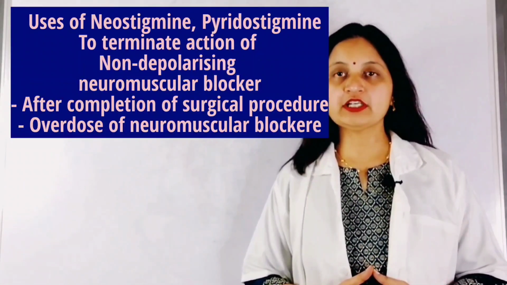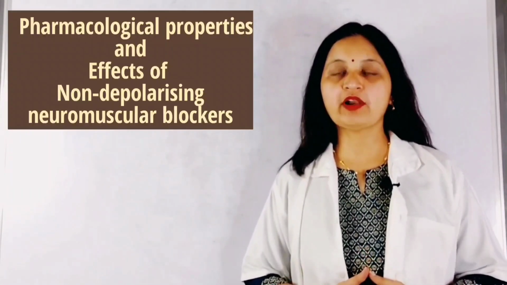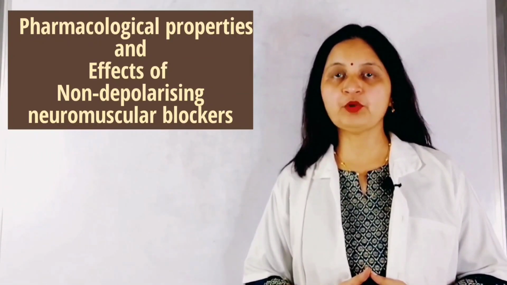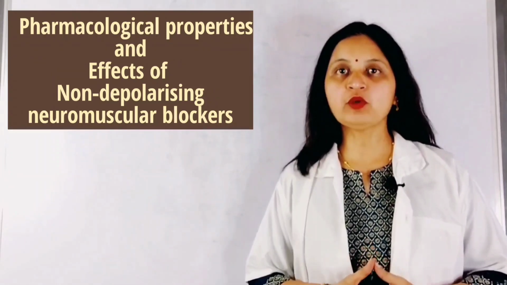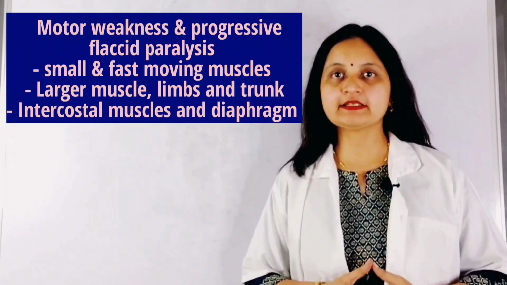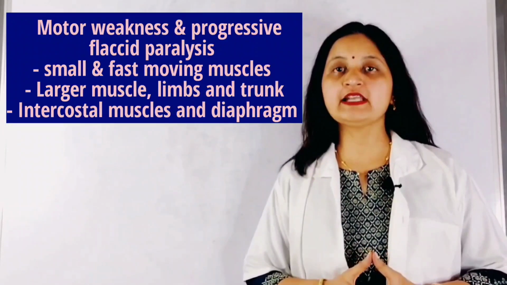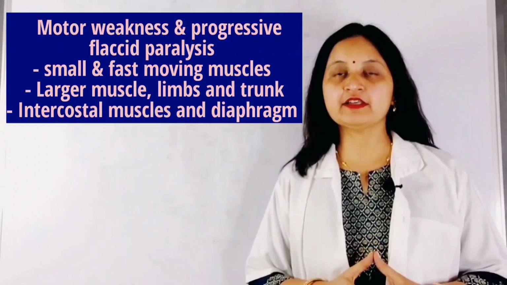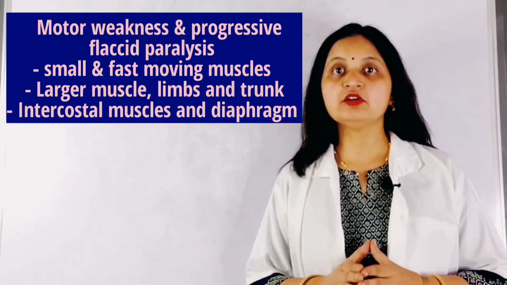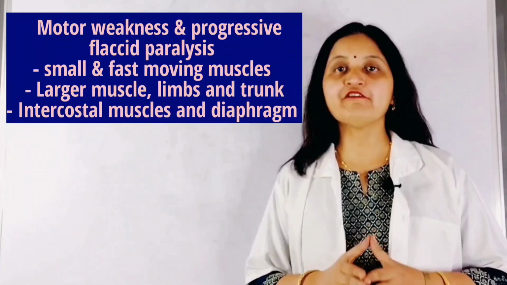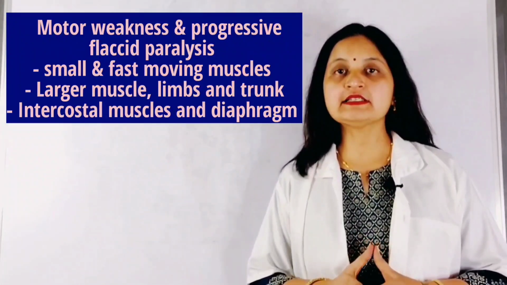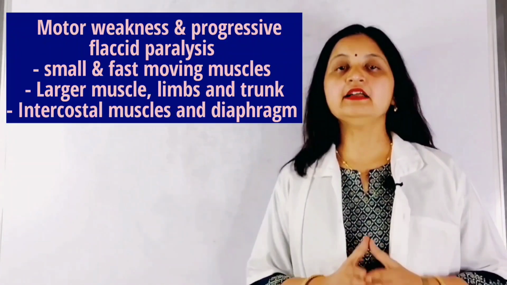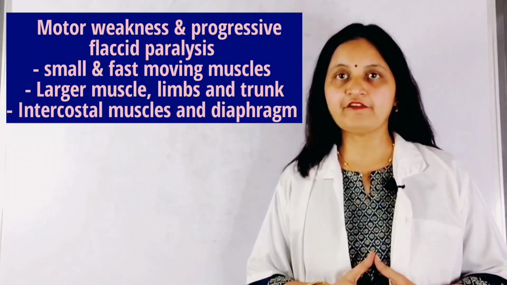Moving on to the pharmacological properties and effects of non-depolarizing neuromuscular blocking agents. On parenteral administration, they show motor weakness and progressive flaccid paralysis. If we look at the sequence of skeletal muscle paralysis, the fast and smaller muscles are affected first, for example the eyes, toes, larynx, and jaws. The larger muscles such as the limbs and trunk are affected next. Later, the diaphragm and intercostal muscles are affected.